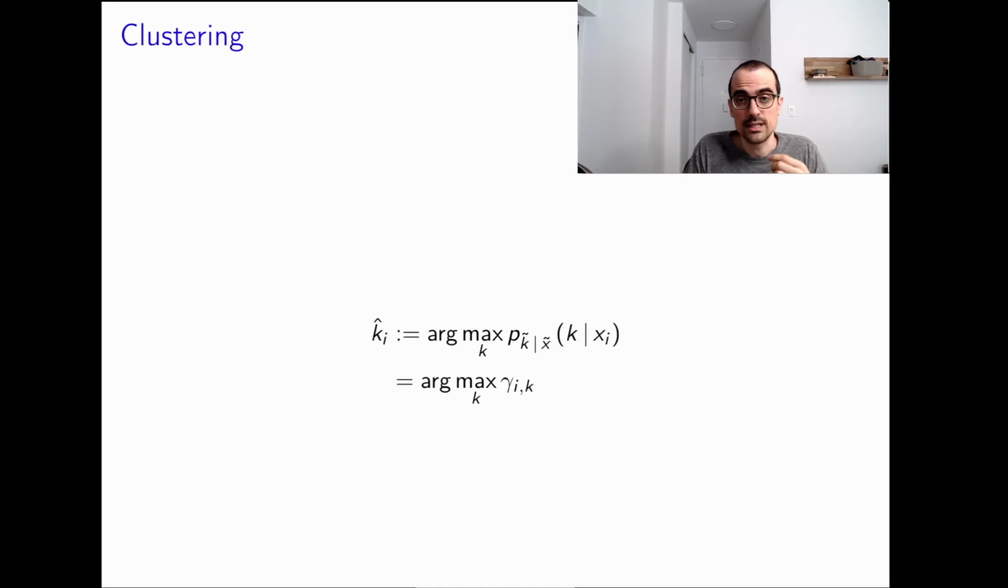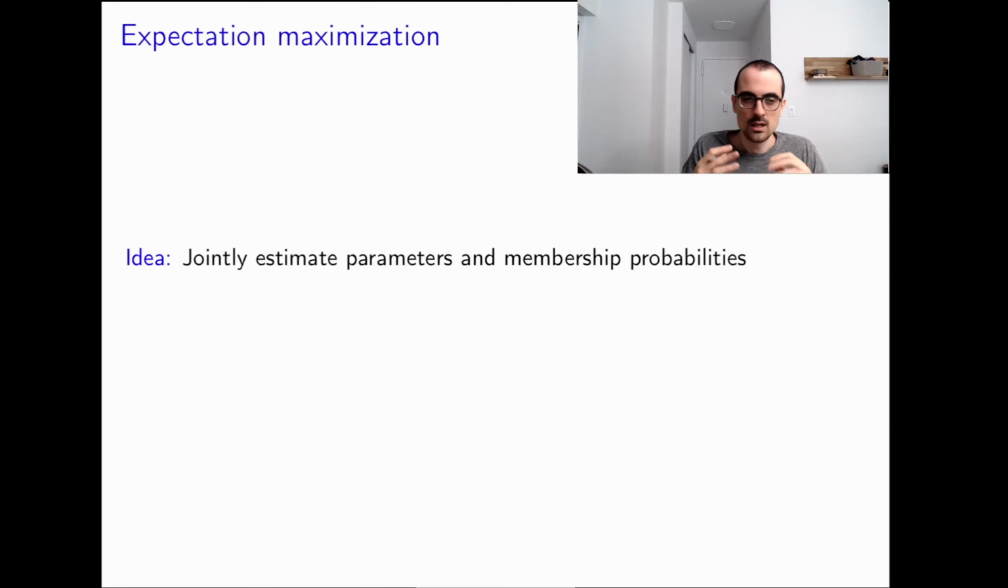So when we do clustering, as I was saying before, if you have the membership probabilities, then what are you going to do? You're going to say, oh, for this point xi, what is the class that has the highest probability? I'm going to assign it to that class. So that's a way of doing clustering based on the Gaussian mixture model. Of course, again, in order to have these membership probabilities, you have to estimate the parameters of the mixture model, and that's the key challenge. How do you estimate them?